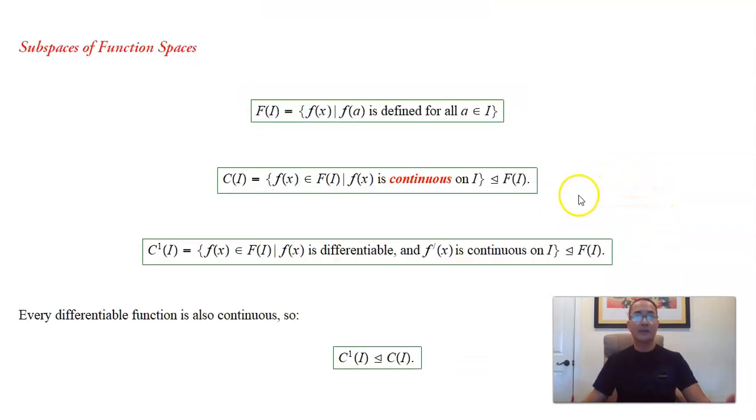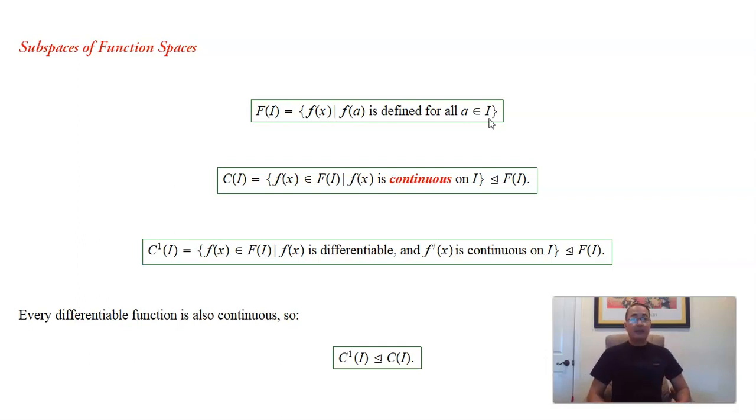Okay, so this is the part that we're going to do. All right, let's go back to function spaces. We said that the vector space capital F of I is made of all the functions f of x so that f of a is defined for every a in our interval I. So it's basically all the functions whose domain includes I. Could be bigger than I, but it has to include I.